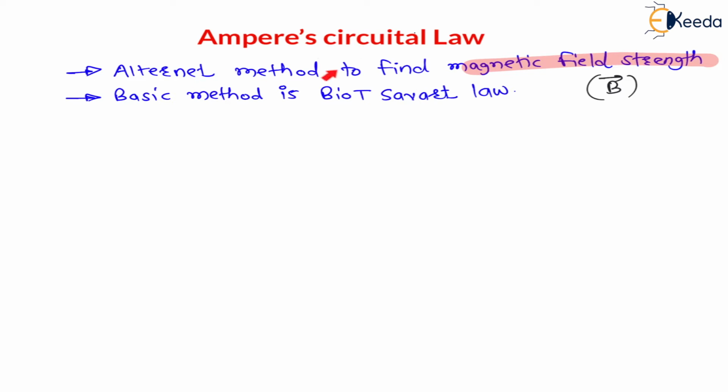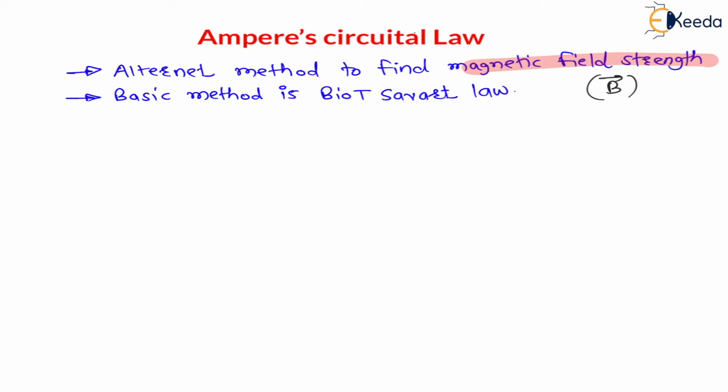But my dear students, it is an alternate way, like Gauss law. Gauss law is used to find the strength of the electric field, but this was the alternate way. And for the electric field, the basic law used was Coulomb's law. To find the strength of the electric field, we have used Coulomb's law. And my dear students, here the basic law for calculation of magnetic field strength is the Biot-Savart law. This T is silent, it is Biot-Savart law, right?